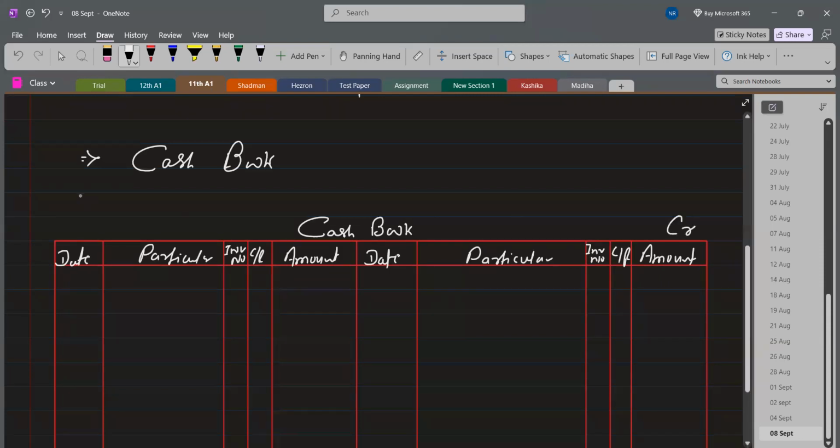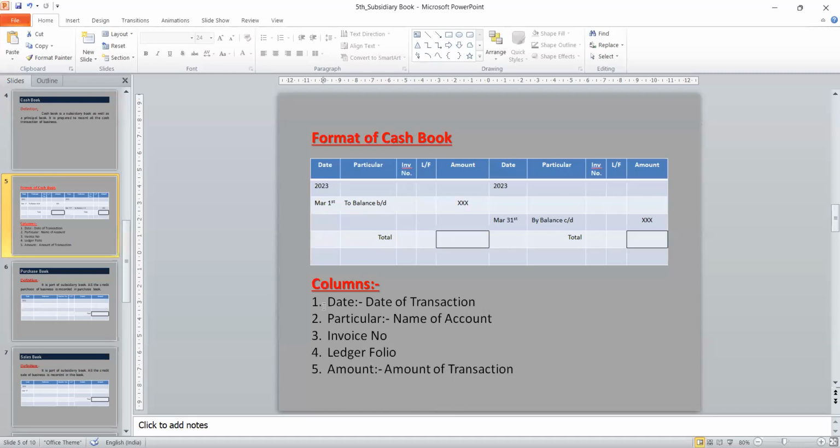Okay. So what is freight? LF means ledger folio. No, not LF. Freight, like in the question, paid freight.